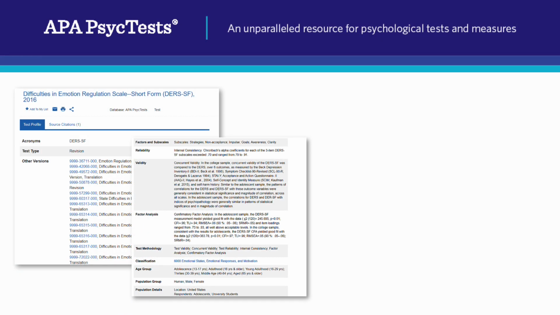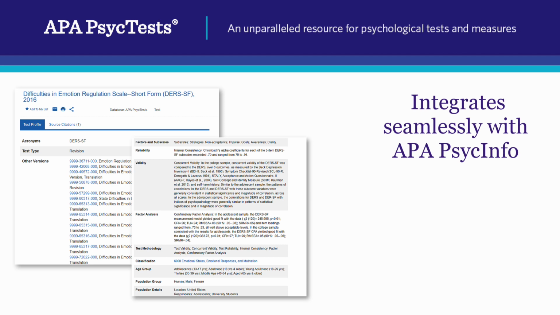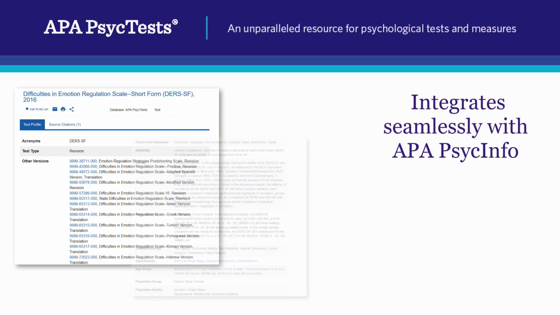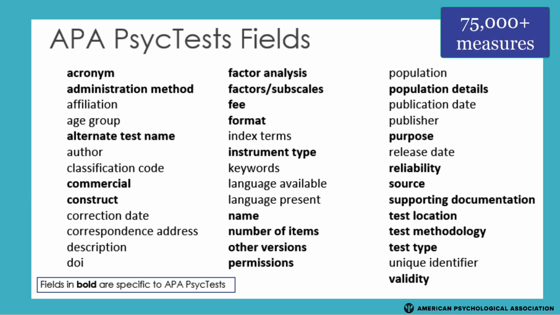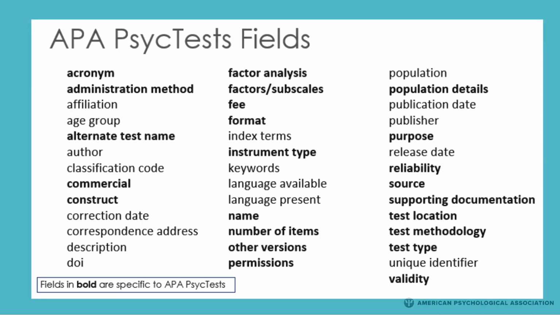APA PsycTests is a collection of psychological tests and measures for the social and behavioral sciences that also integrates seamlessly with APA PsycInfo. By tagging 30 metadata fields, including reliability, validity, constructs, and usage permissions of over 75,000 measures, APA PsycTests eases the burden on researchers to create new tests from scratch, provides instructors with essential psychometric examples, and gives students more insights into tests found during their APA PsycInfo research.